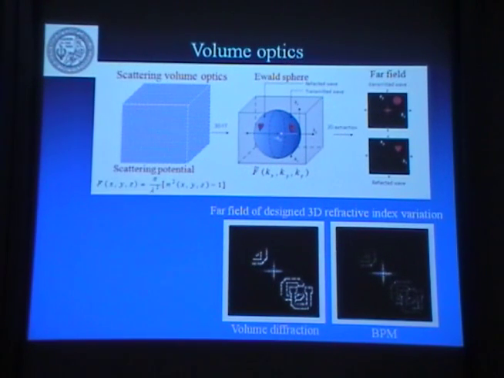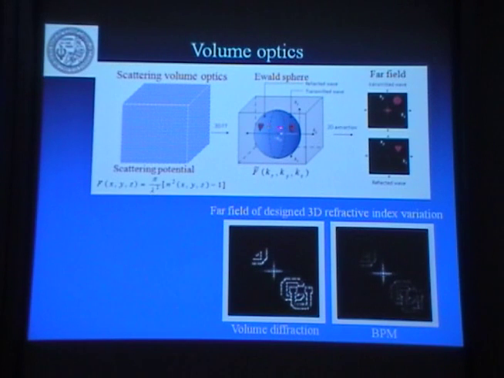So even though you can generate whatever you want here, you can sculpt this index of refraction as much as you want, on this side you're always going to be on this Ewald sphere. And this Ewald sphere is defined as follows. This is the origin of the 3D k-space. If you illuminate this volume with a plane wave of wave vector k in, the center of the sphere is located at minus k in from the origin. So you get this sphere.